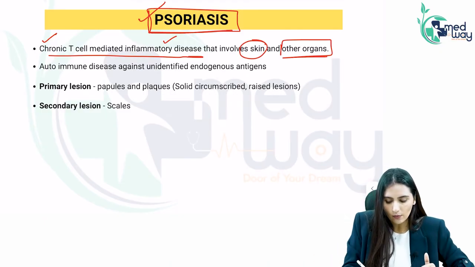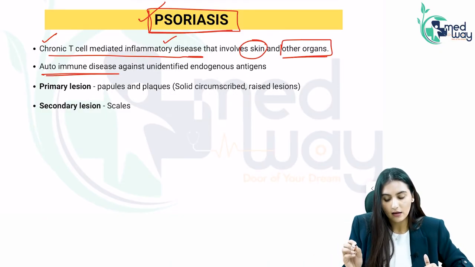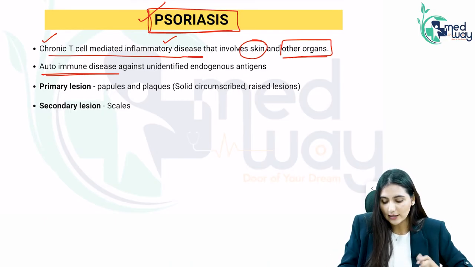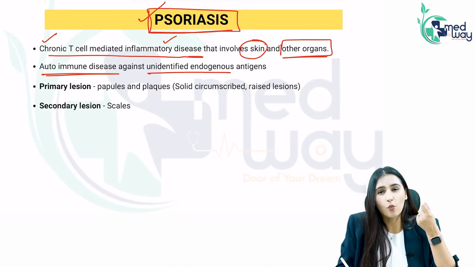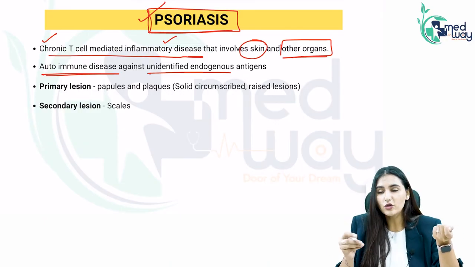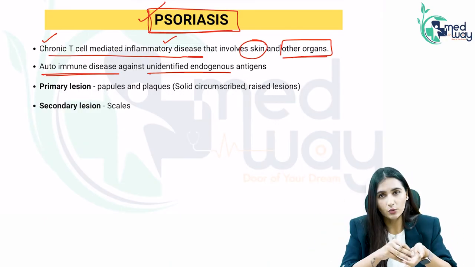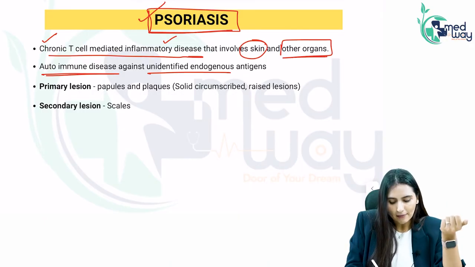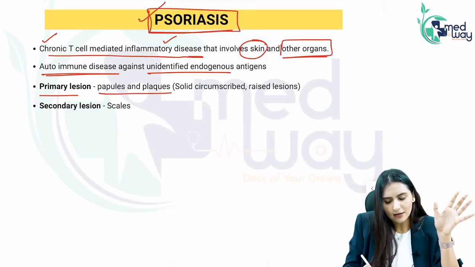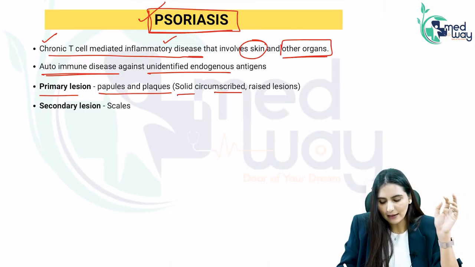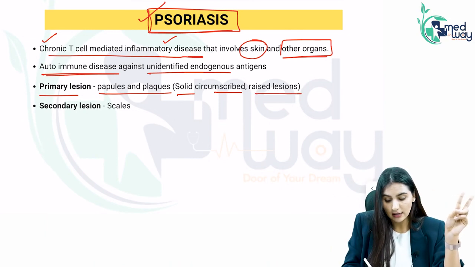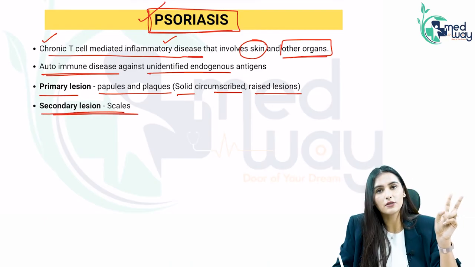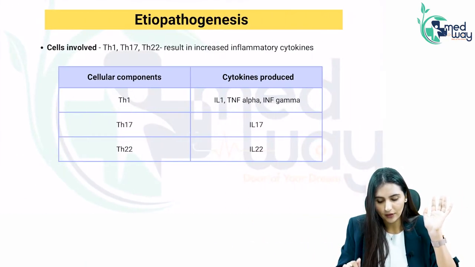Now I've already told you that this is an autoimmune disease, but the antigen is unidentified. So there is something inside a person's body, but we have not been able to identify the real antigen towards which all this autoimmunity is being targeted. The primary lesions I've already told you are papules and plaques. They are solid, circumscribed, raised lesions. And the secondary lesions, we have read primary and secondary lesions. Scales are always secondary lesions. So you have scaling.